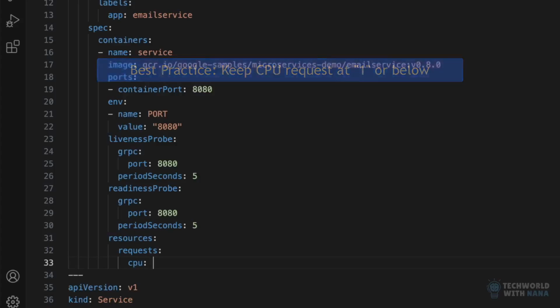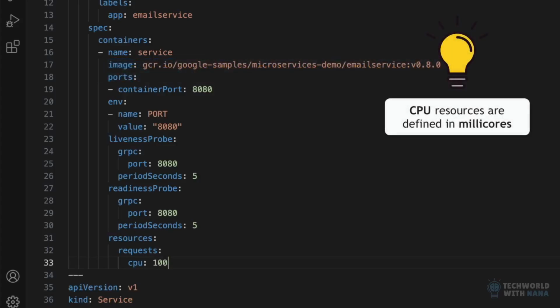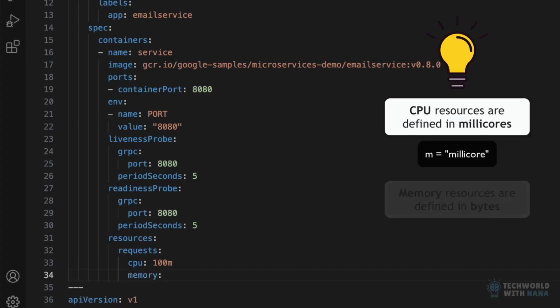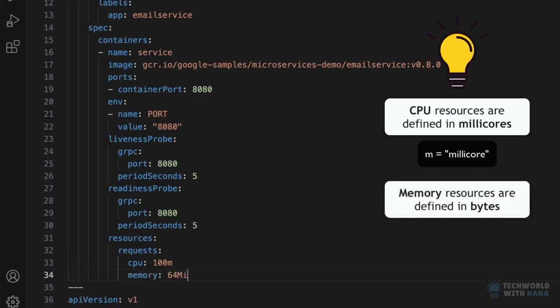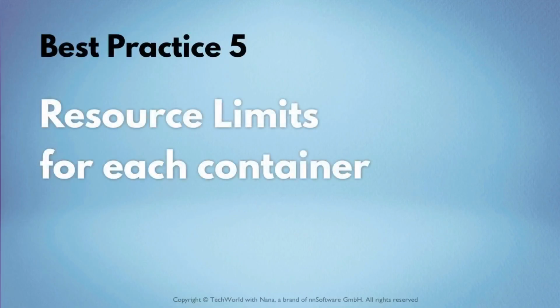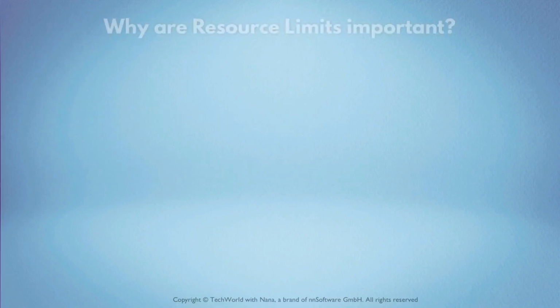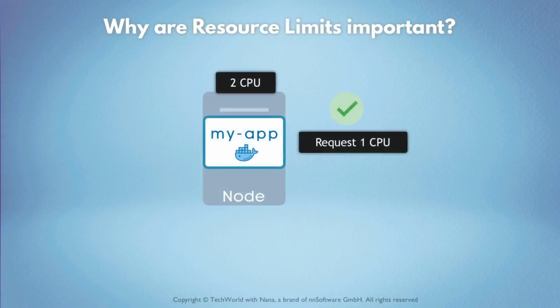And for CPU, this average resource requirement will be around 100 M, which stands for millicore. And for memory, it could be 64 Mi, which stands for megabyte. So this is something that we can define as a resource request for all the containers in our configuration, as long as they don't have any special requirements. And with this defined, your containers will have enough resources to consume.